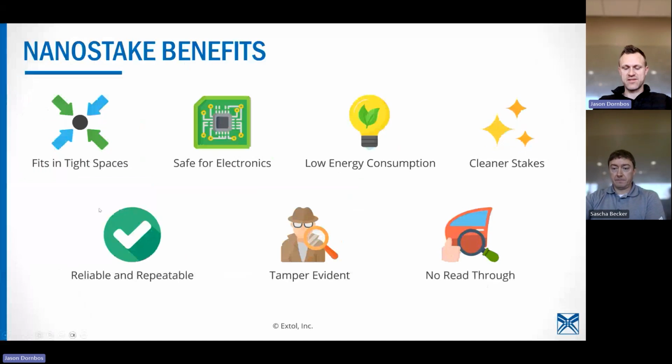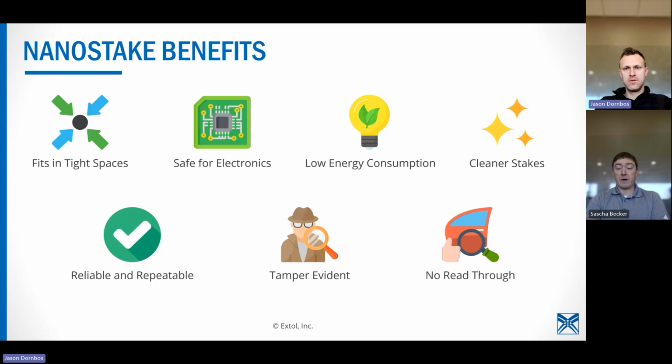All right. Benefits of nanoSTAKE. Again, we just kind of hammered that. Fits in the tight spaces that other technologies won't. Since it doesn't vibrate and we're putting the heat where we want it, it's safe for electronics or other things with sensitive components on it. We've got low amperage, low wattage usage, so we have low energy consumption. Because we're not vibrating, we are making clean stakes without any type of particulate.